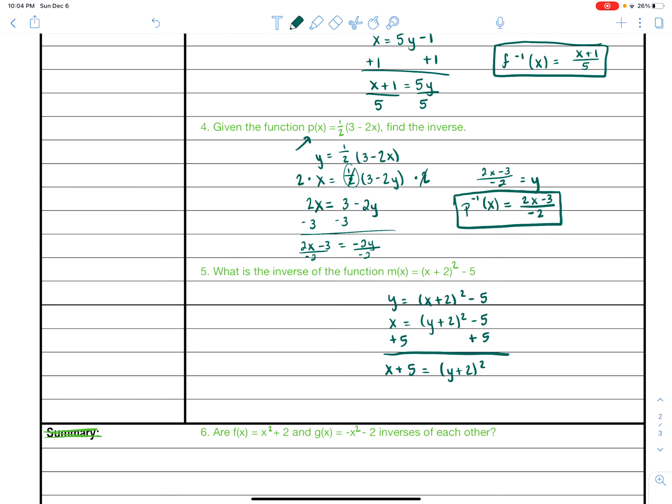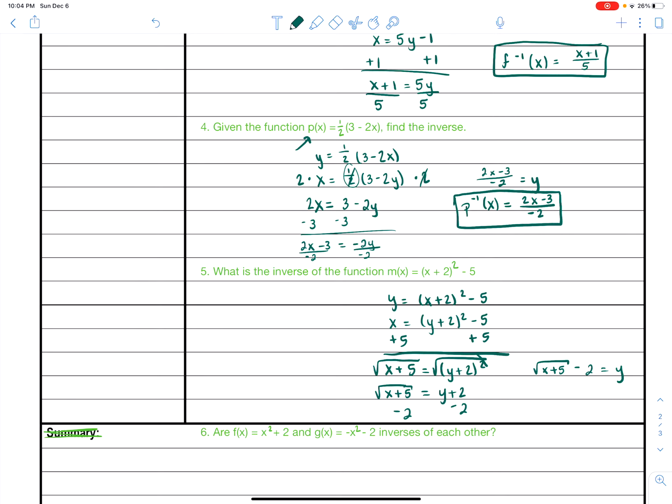Now I'm going to get rid of the squared. So I square root to cancel the squared. So I have the square root of x plus 5 equals what's left inside, y plus 2, minus the 2. So you have the square root of x plus 5, then minus 2 is equal to y. That minus 2 is not a part of the square root because we square rooted first.